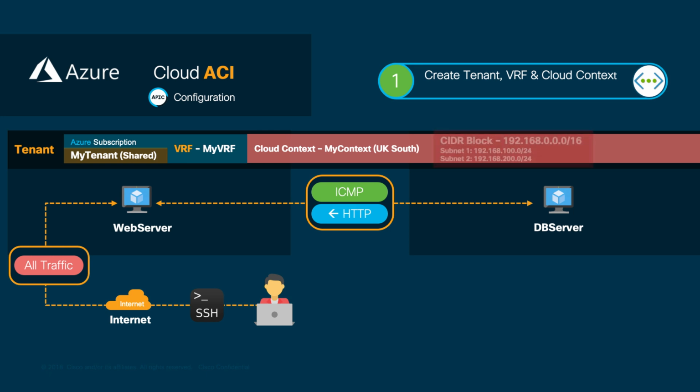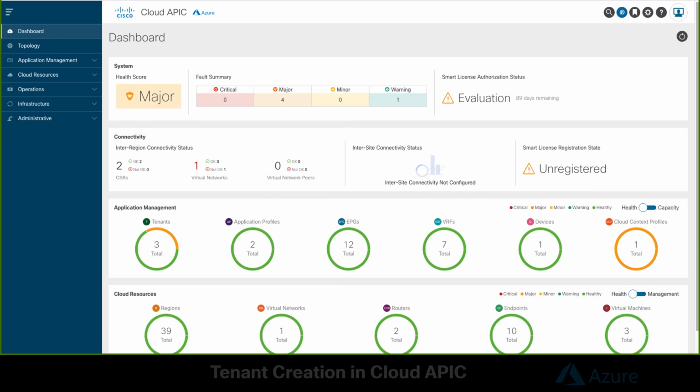We will include 192.168/16 as our main CIDR block, and we will be creating two subnets from it, .100 and .200. Finally, we will choose VNet peering as the connectivity method for this VRF cloud context. Ready? Let's jump into the Cloud APIC then.